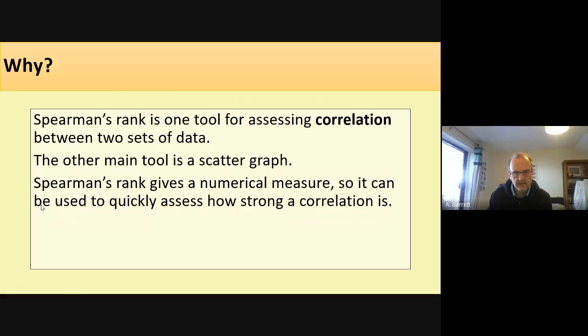Okay, so sometimes we actually want to know whether there's a strong correlation or not. So that's why we use it.